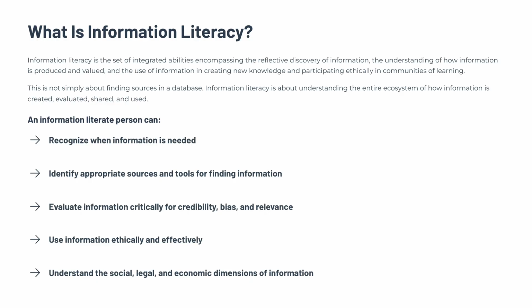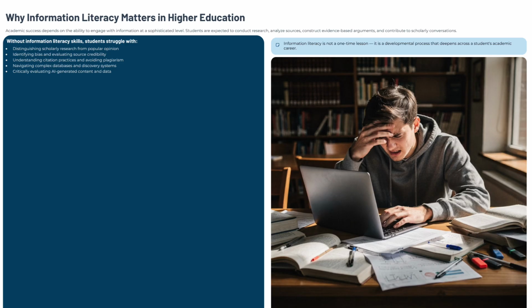Can you evaluate what you find for credibility and bias? Can you use it ethically? Can you understand the legal, economic, and social dimensions of information? These are the hallmarks of an information literate person, and developing these abilities in students is one of the central missions of academic libraries. Now, why does this matter so much in higher education specifically?